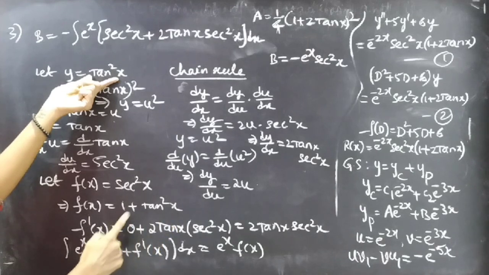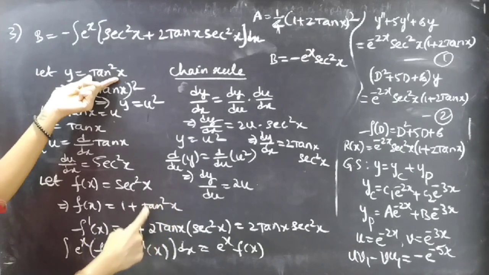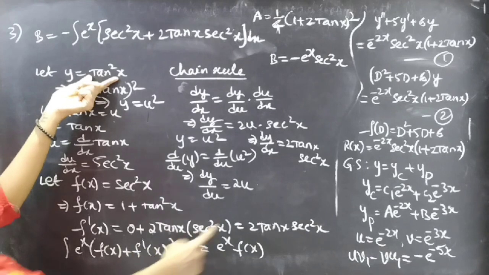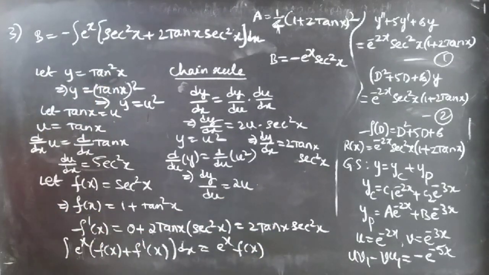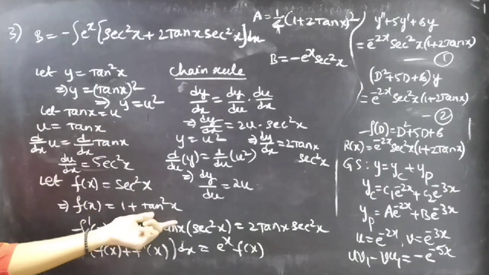From this we'll get f dash of x equals the derivative of 1 with respect to x, which is 0. The derivative of tan square x is 2 tan x secant square x, right? From this we got f dash of x equals 2 tan x secant square x.